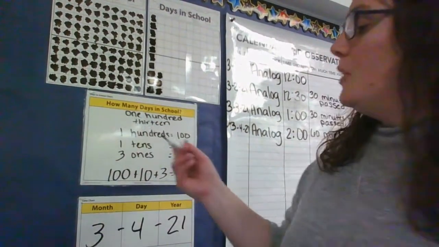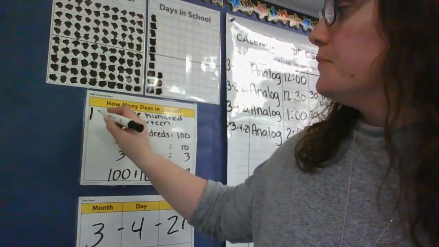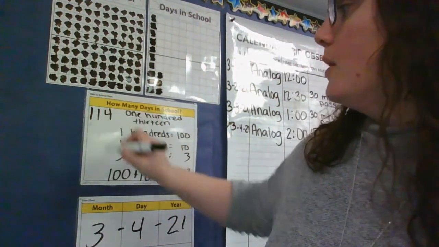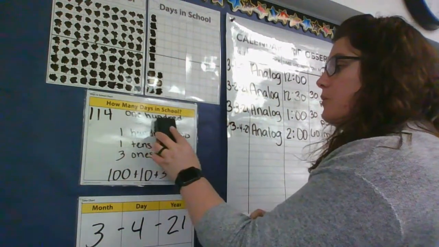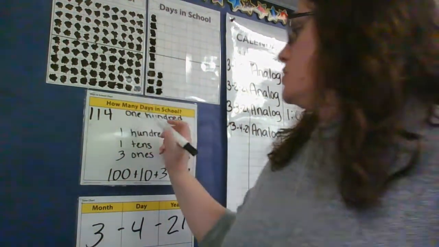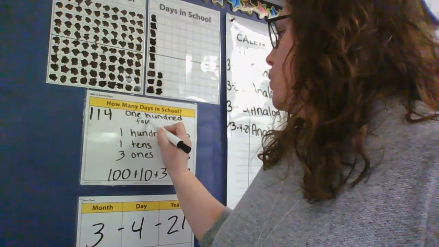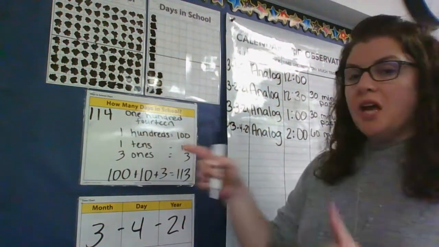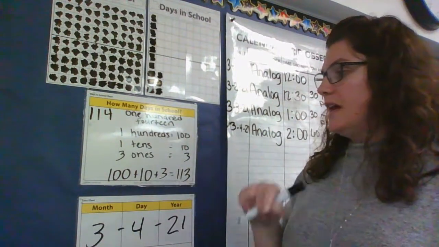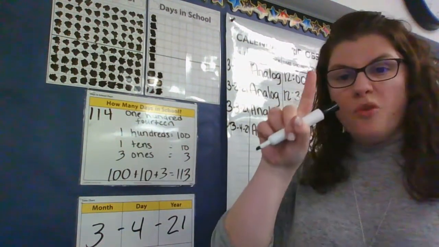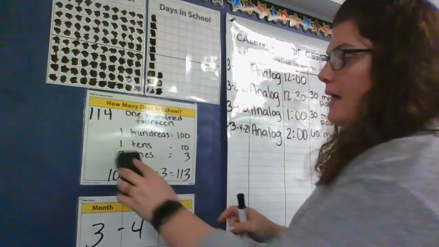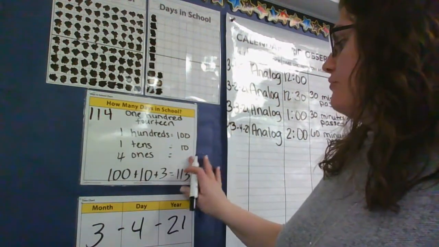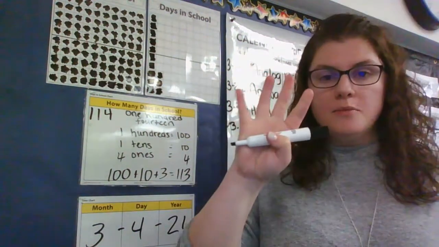All right, when we write the number 114, we have a 1 in the hundreds, a 1 in the tens, and a 4 in the ones. When we want to write out the word, we write it as one hundred fourteen. And then when we break it down, the 1 in the hundreds means we have one group of 100 days. 1 in the tens means we have one group of 10 days. And a 4 in the ones means we have 4 days all by themselves.